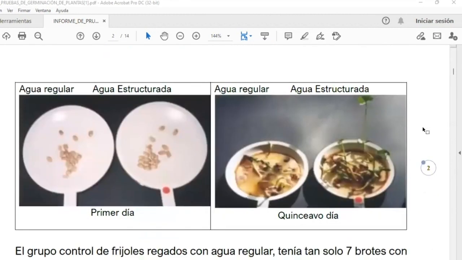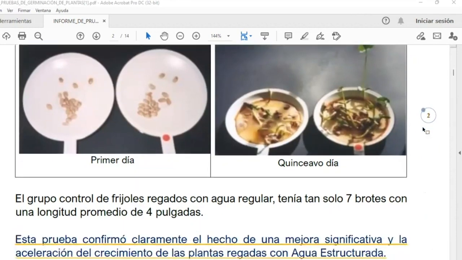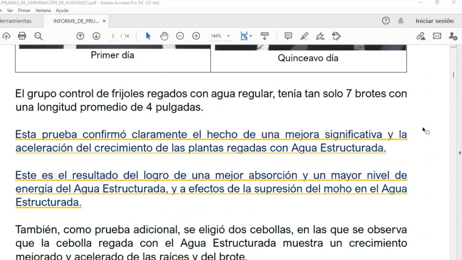Finally, a water deprivation test was carried out. This was designed to compare the effect of irrigation suppression on tomato and parsley plants with regular water, the control group, and structured water, the test group. The plants were planted indoors at room temperature and were watered for 5 weeks with regular tap water and structured tap water, respectively. The results clearly demonstrate that plants irrigated with structured water developed much better resistance to water stress and deprivation compared to the plants irrigated with regular water.